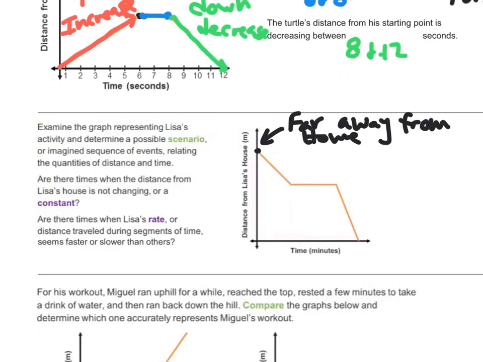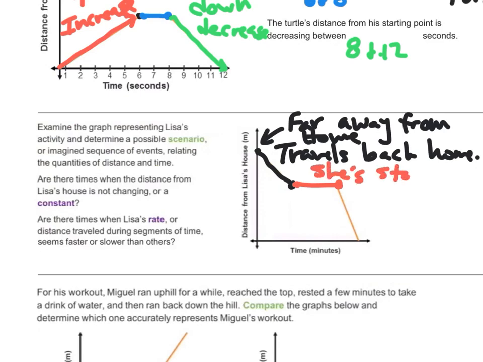But then during this point, she starts traveling back home. From this point to this point, because her distance doesn't change, she's stopped. She's not going anywhere. Maybe she was at McDonald's, maybe she was getting some food. Who knows? But she wasn't moving. And then this very last point here, this is when she travels back home. And at this location right here, this is when she's at home.